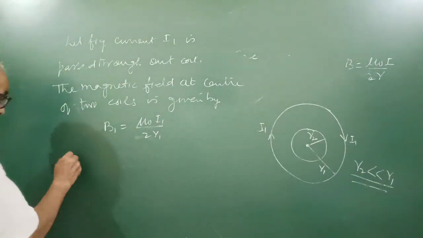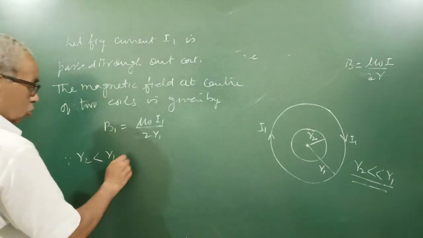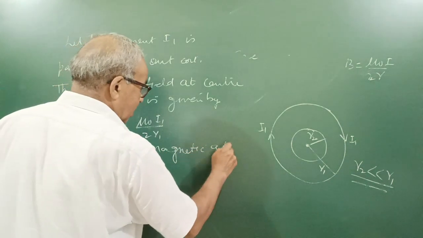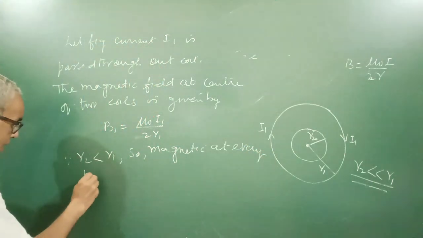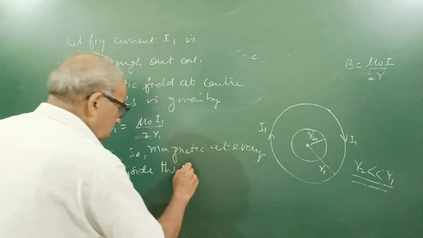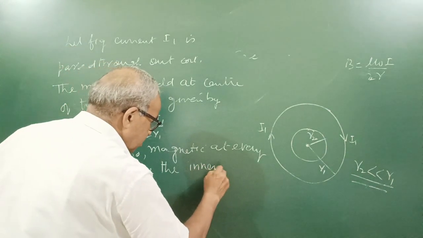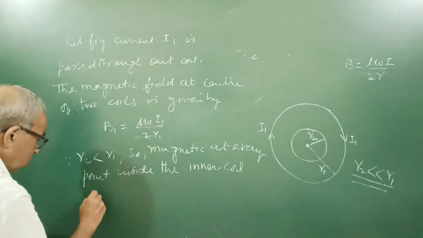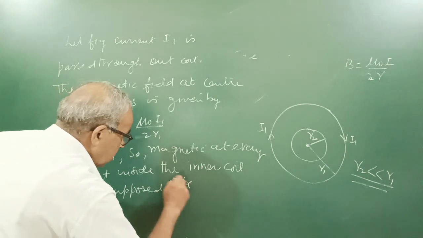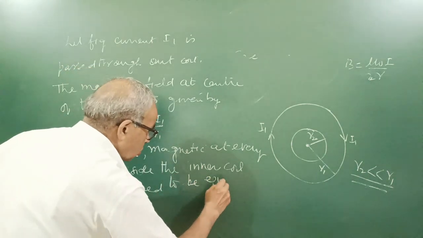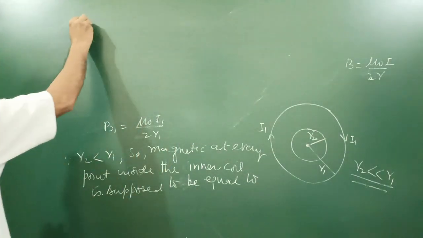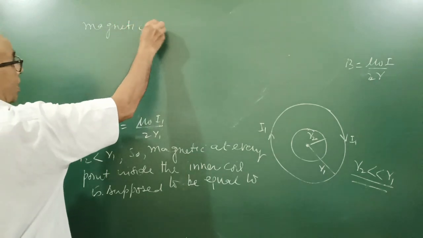But here, since R2 is very much less than R1, the magnetic field at every point inside the inner coil is supposed to be equal to the magnetic field at its center.